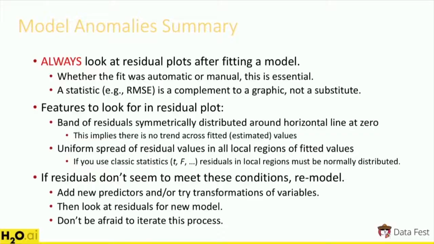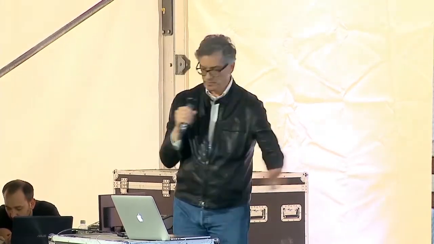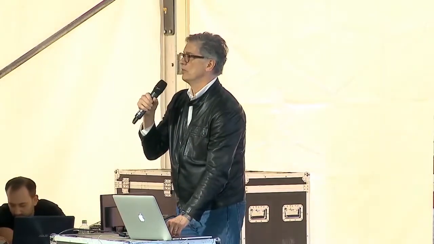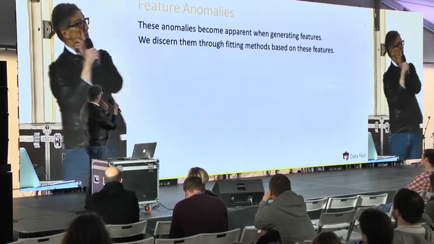So I'm saying, always look at residual plots after fitting a model. Doesn't matter whether it was automatic or manual. What you're looking for is a band of residuals symmetrically distributed around that zero line that is pretty uniform in its spread. If they don't meet it, then there are things you can add to the model to improve your prediction that you may not be aware of.